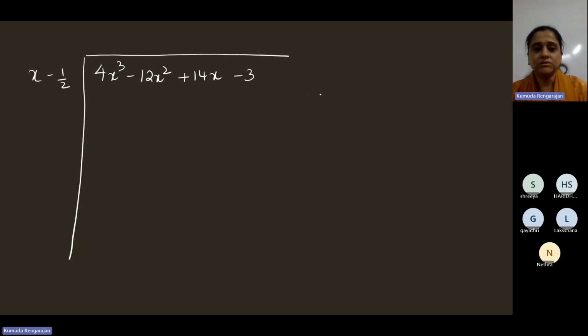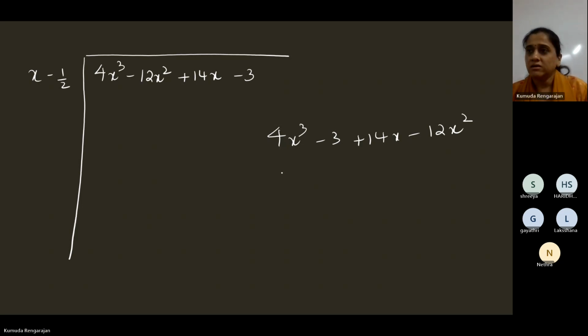Okay, let's start the division. So we need to first check if, in the dividend, the terms are arranged in the descending order of the powers of the variable involved. The variable is x. It shouldn't be 4x cubed minus 3 plus 14x minus 12x squared. If the dividend is this, you should arrange it correctly. Correctly means starting from the highest power of x to the lowest power of x in the descending order.